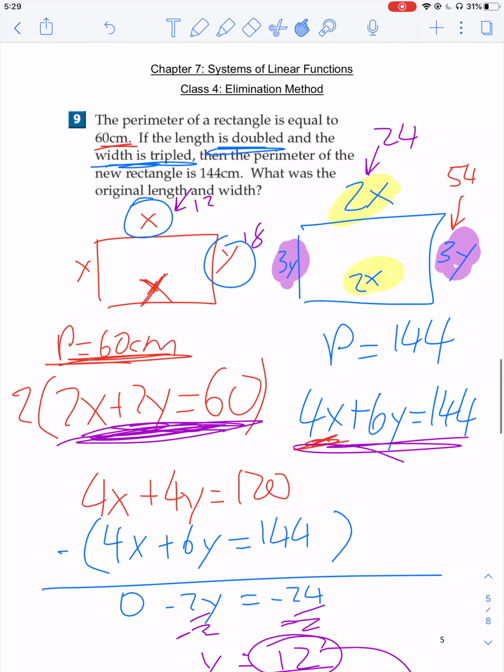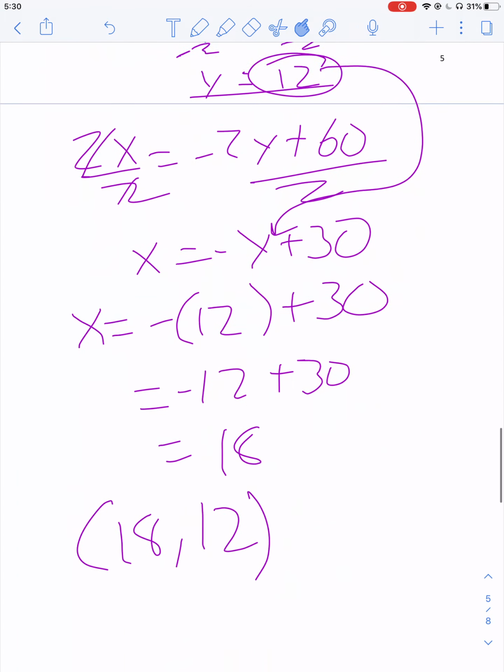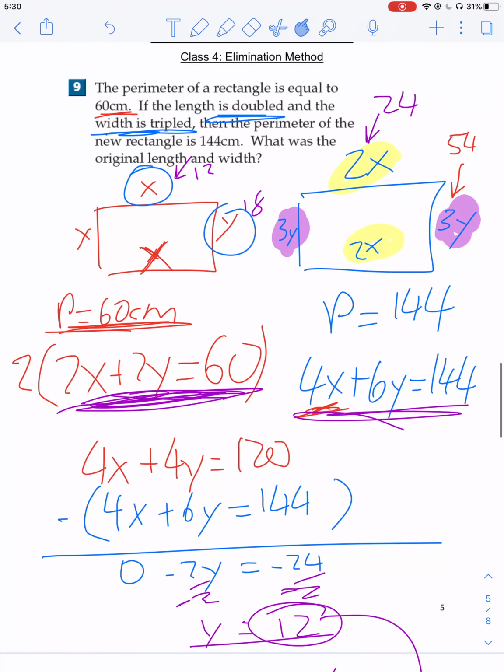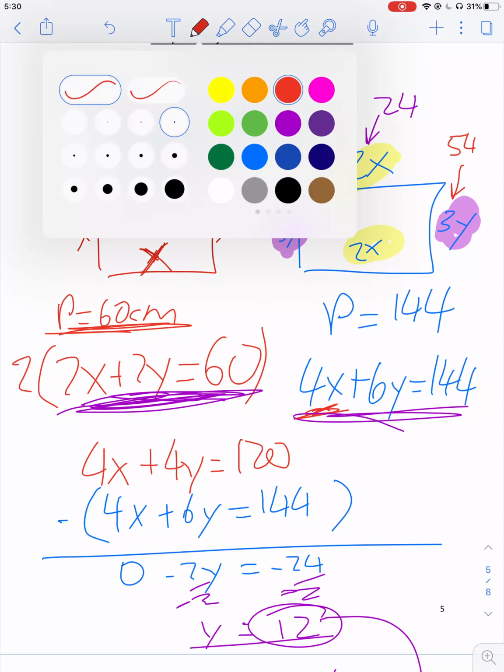So I'm getting 60 over here. 3, the width has tripled. Oh, it's 18 and 12. Sorry, it's 18 and 12. So this has to be, yeah. So I did do this correctly. I'm just checking it wrong.